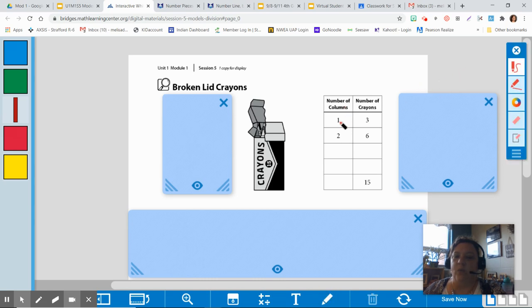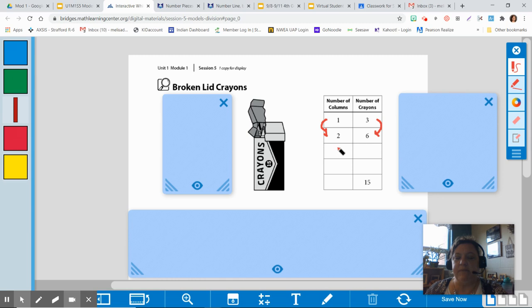So we've got one column has 3 crayons in it. Now think about how we're going. From 1 to 2, how did we get there? We can add 1, but we're also doubling. So one row has 3 crayons. That means 2 rows would have 6 total. So what we just did was multiplying by 2. We were doubling the 3.